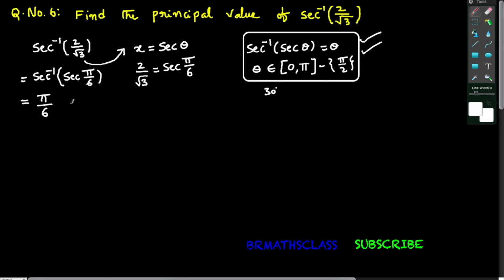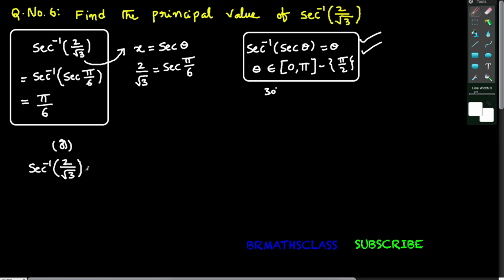The same problem we can do in another method also. We'll see what it is. Secant inverse of 2 divided by root 3. We want to find the principal value of secant inverse of 2 divided by root 3. I want to convert this secant inverse in terms of cos inverse. We know this formula from inverse trigonometric functions: secant inverse x we can write as cos inverse of 1 by x.